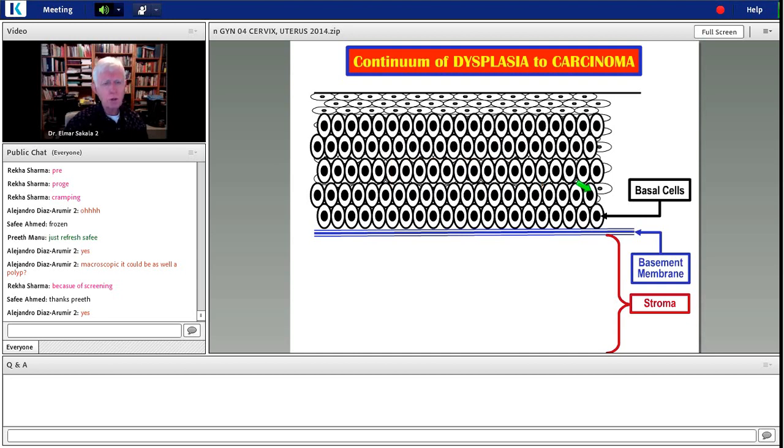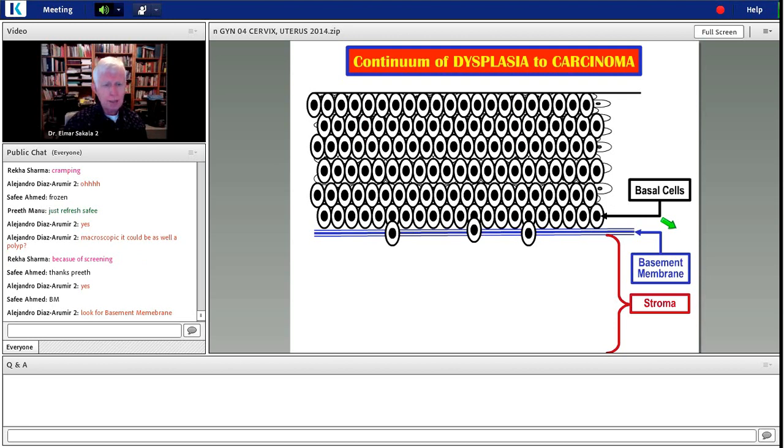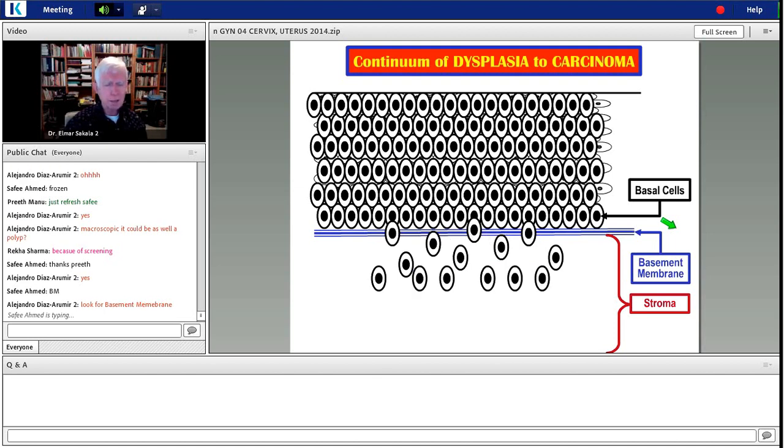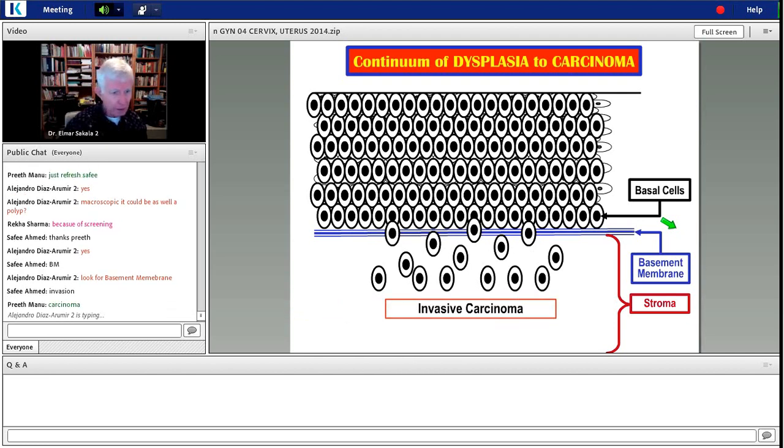If it involves almost all the way through or all the way through, we call that SIN 3, severe dysplasia or carcinoma in situ. Now, what is the next step that's going to occur in severity? The basement membrane will be broken. And you can see that these cells break through. And when they break through, they now have the opportunity to get into the lymphatics and the vascular system. And so we can have distant metastasis. That is invasive cancer. Do you get the idea? Okay.